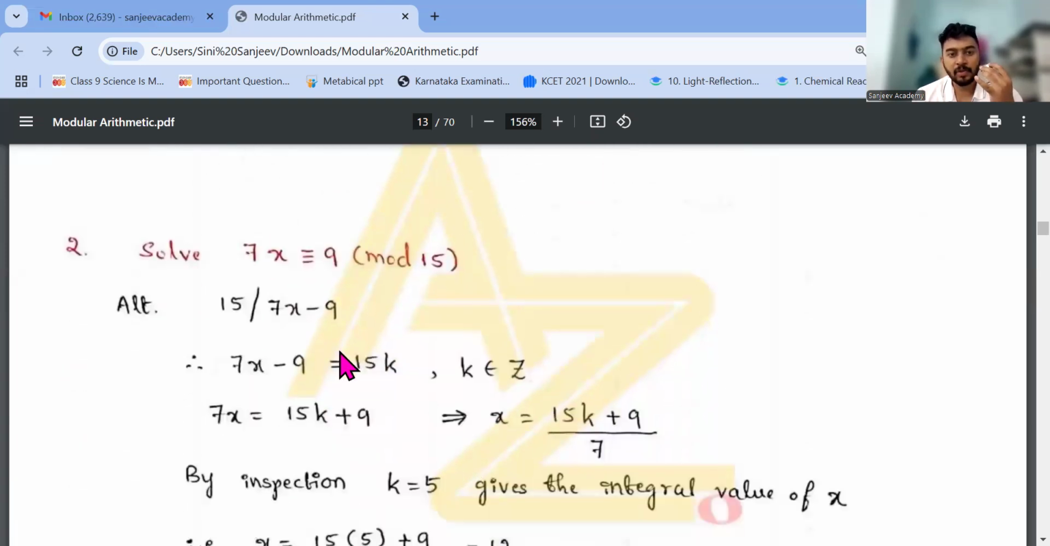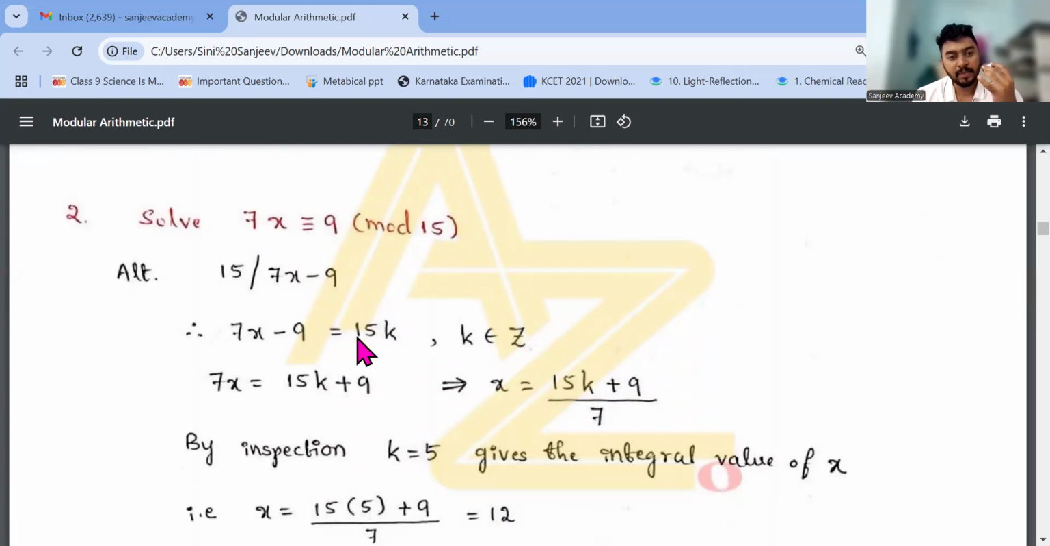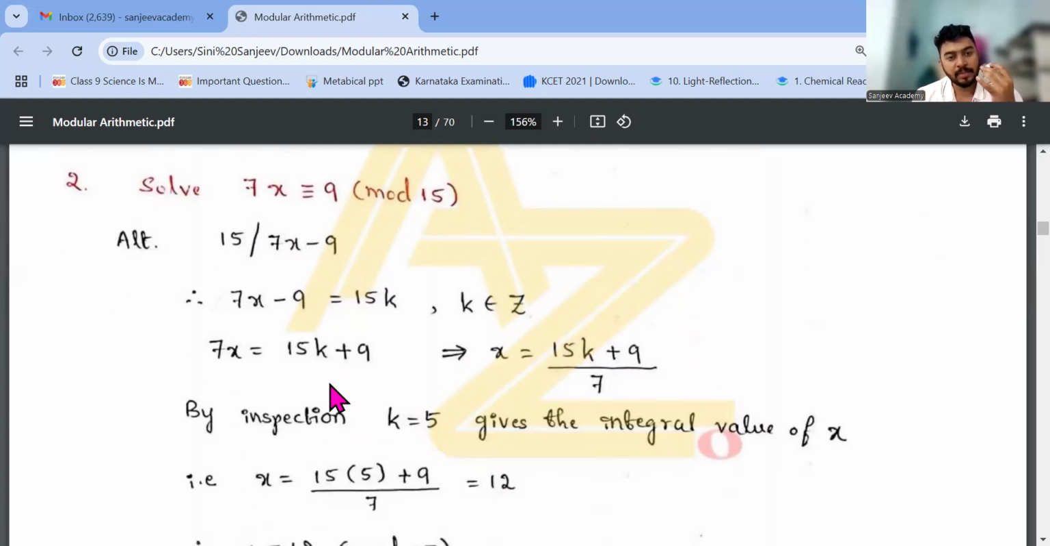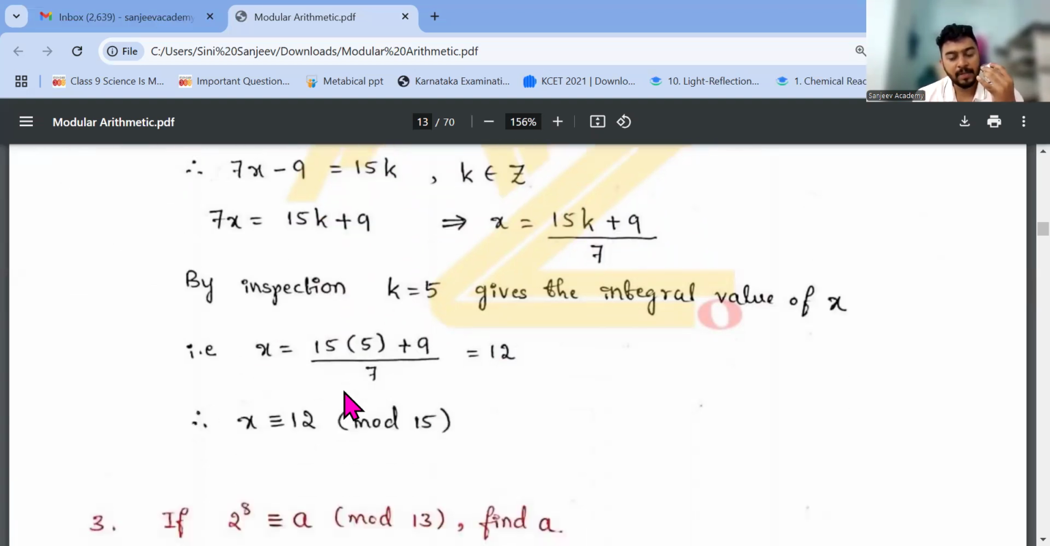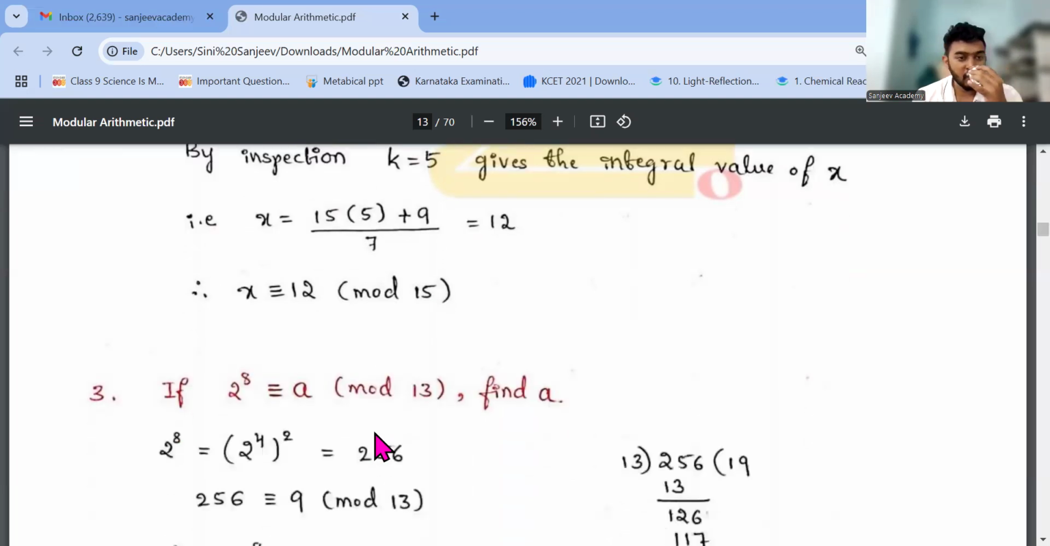Next. Solve 7x congruent to 9 mod 15. 15 divides 7x minus 9. So do the same thing. 7x is equal to 15k plus 9. x is equal to 15k plus 9 by 7. By inspection, k is equal to 5 gives an integral value of x. x equal to 15 into 5 plus 9 by 7, equal to 12. x congruent to 12 mod 15.